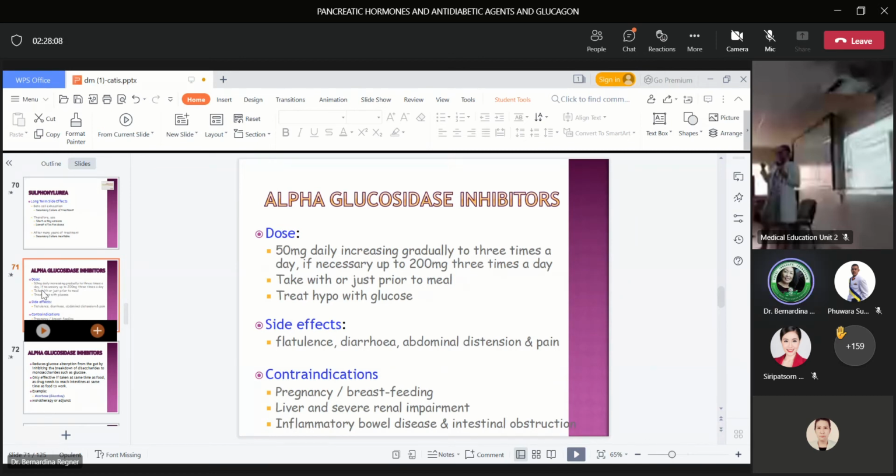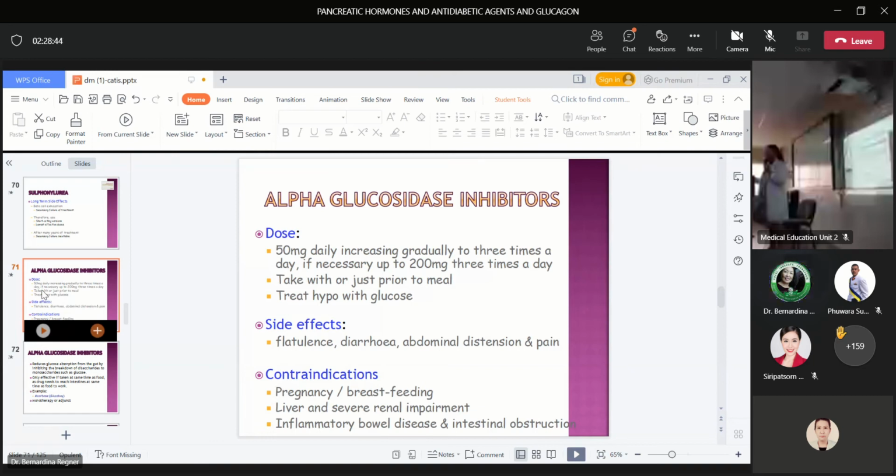You can give this if the patient is having symptoms of hypoglycemia, no? So Coke also can more or less give just a minimal amount of this, glucose-laden candies, no? You can bring it in your pockets if you have some cases of hypoglycemia, no? So 50 milligrams daily, what is the mechanism of action of your alpha glucosidase inhibitor?